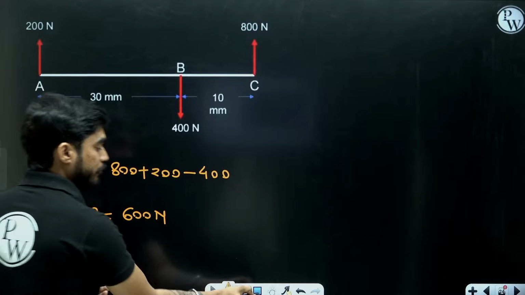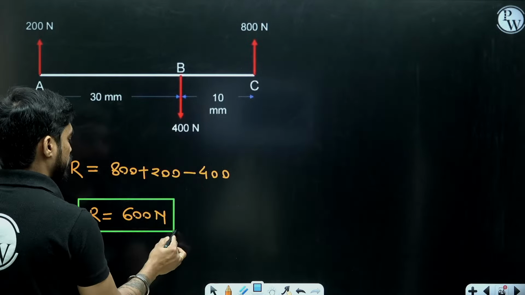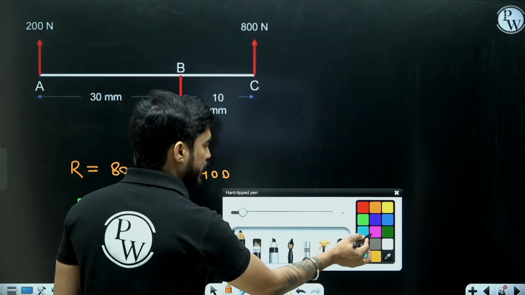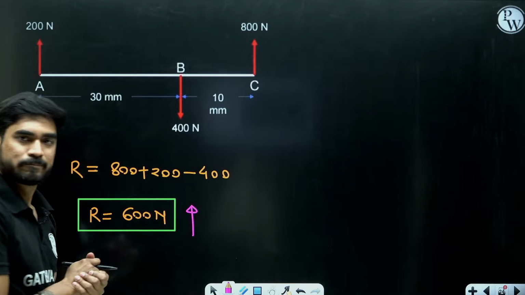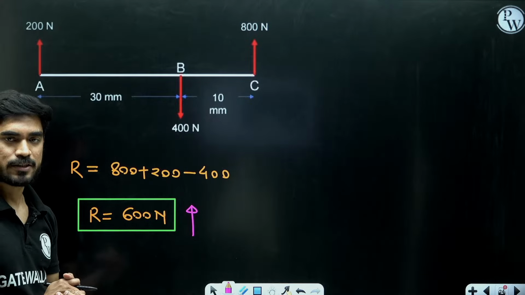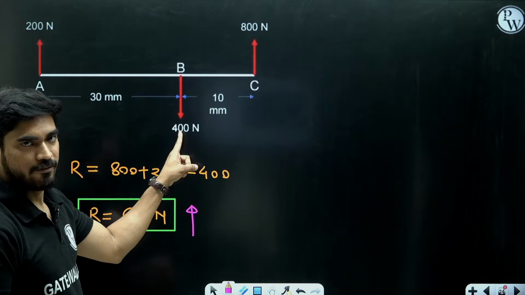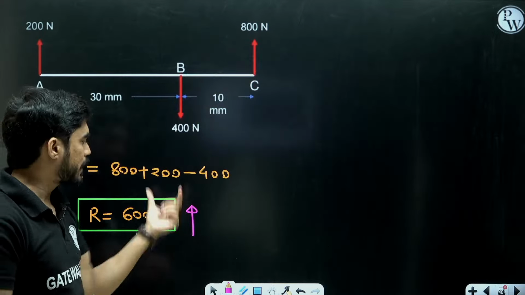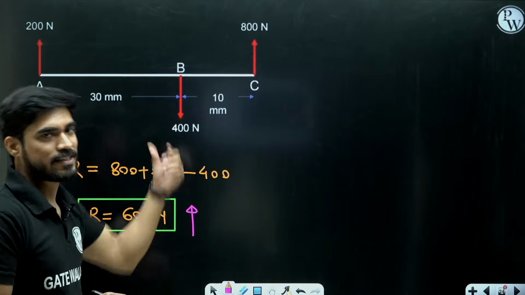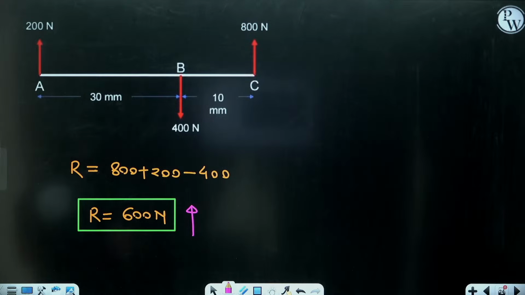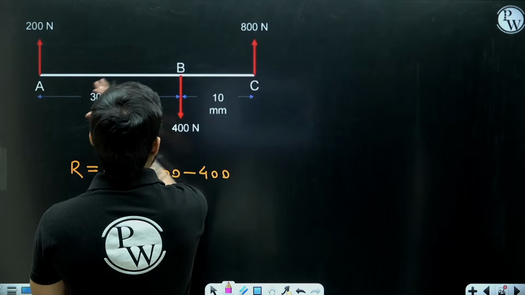I am getting 600 Newton positive. I have assumed upward force positive and I am getting a positive value, so this must be upward. If I assume 400 positive, these two will become negative, so I will get minus 600, and negative means upward. So I got the magnitude of R as 600 Newton and that R is upward, but I don't know where it is going to act.